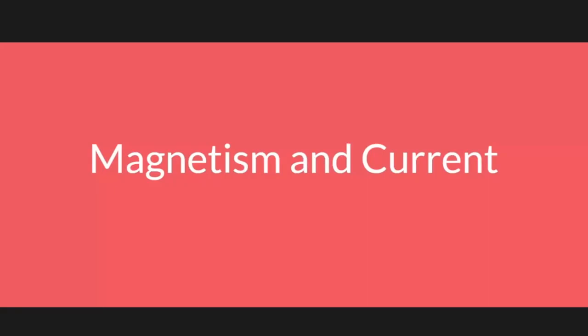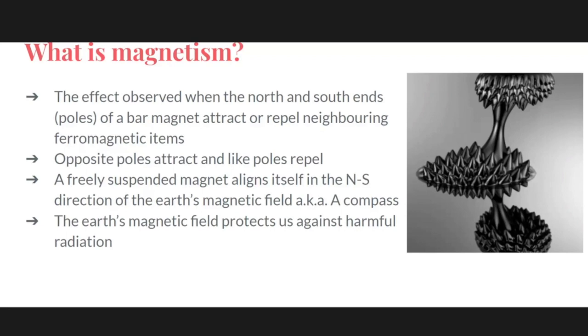Okay, we're nearly at the end, guys. Magnetism is an important concept that we all must know, and it is kind of related to what we were talking about earlier. So what is magnetism? It's essentially the effect observed when a north and south end of a magnet attract or repel a neighboring ferromagnetic item. As we know from GCSE, opposite poles attract and like poles repel.